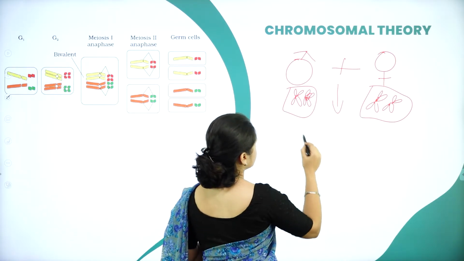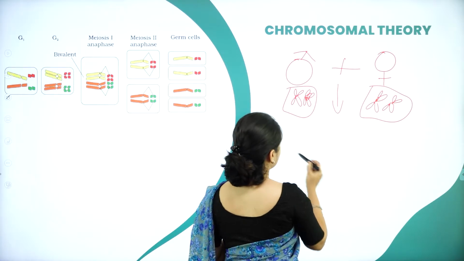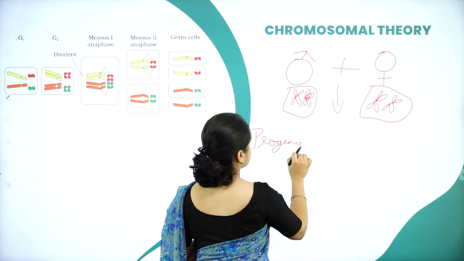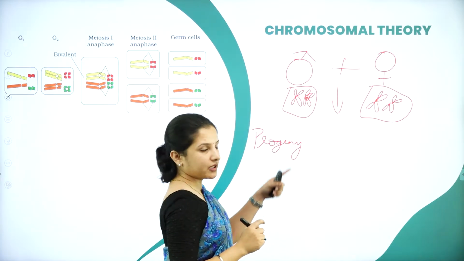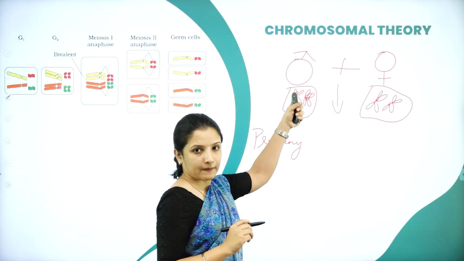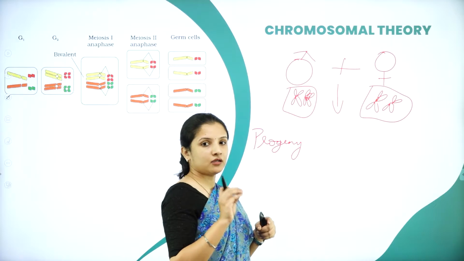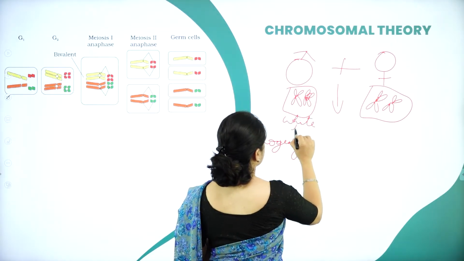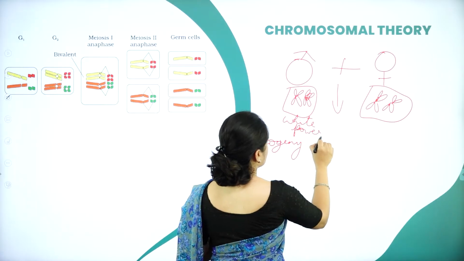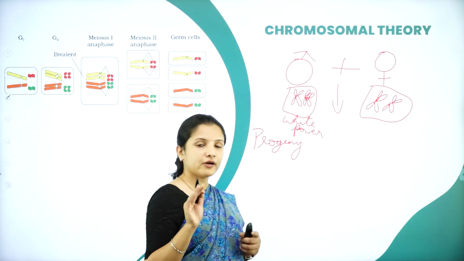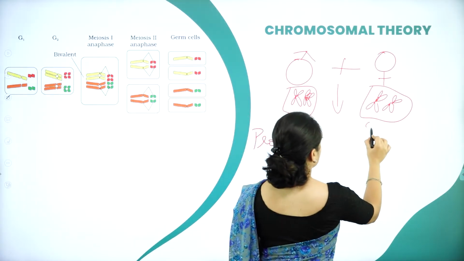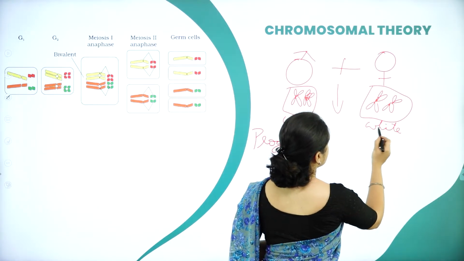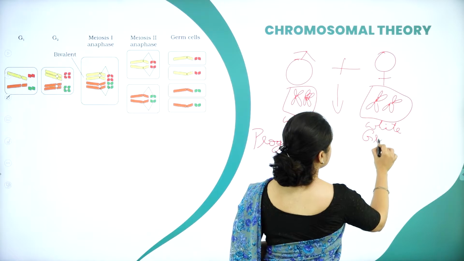So these chromosomes will be carried to the progeny. Say, for example, the male plant has a white flower, and the female plant also has a white flower, but there is one more character: it has green leaves.